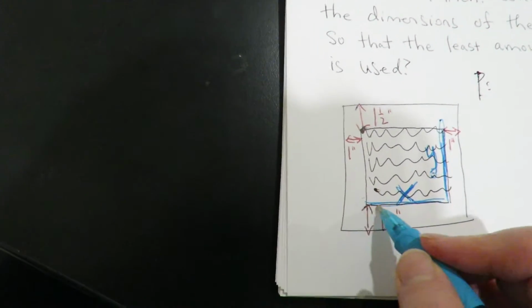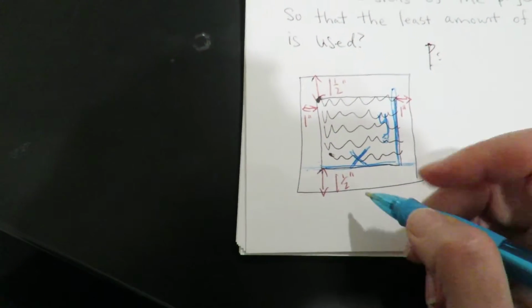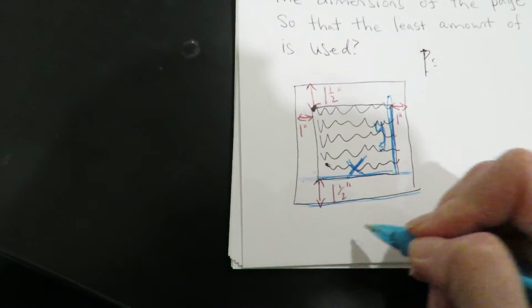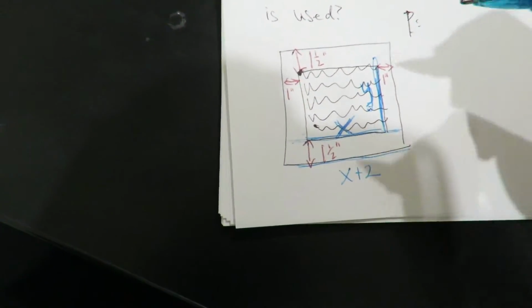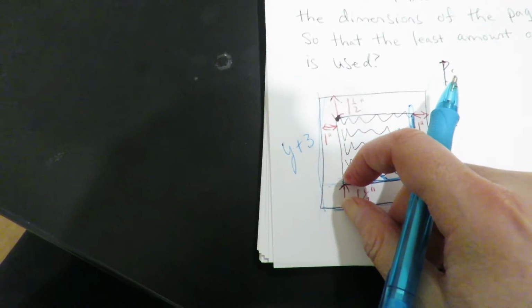Now, the bigger part: you're adding an inch on each side of X. You're adding an inch here and an inch here. So this whole thing has to be X plus 2. On this side, you're adding 1.5 inches here and here. So this whole side is going to be Y plus 3, because you're making it 1.5 inches bigger here and 1.5 inches bigger here. Altogether, that's the Y value plus 3.